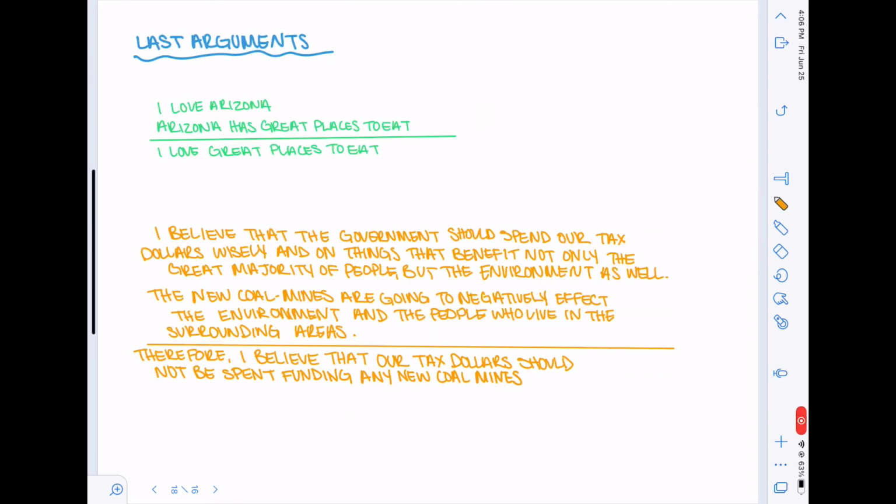The last arguments would be, I love Arizona. Arizona has great places to eat. Therefore, I love great places to eat. I believe that the government should spend our tax dollars wisely and on things that benefit not only the great majority of people, but the environment as well. The new coal mines are going to negatively affect the environment and the people who live in the surrounding areas. Therefore, I believe that our tax dollars should not be spent funding any of the new coal mines.